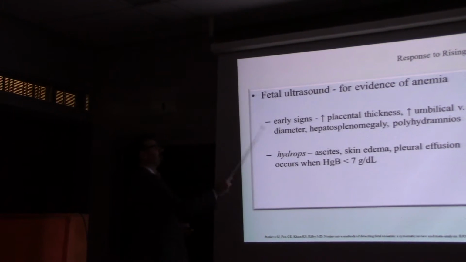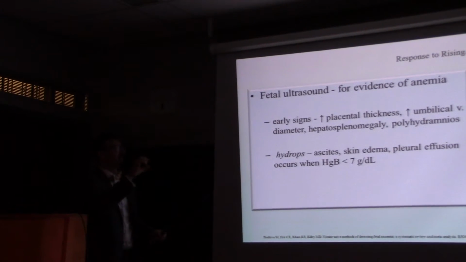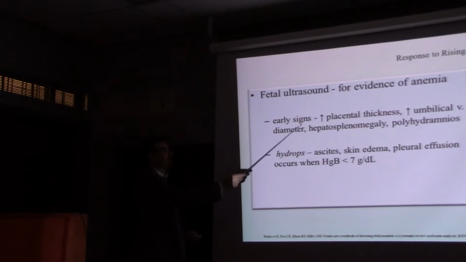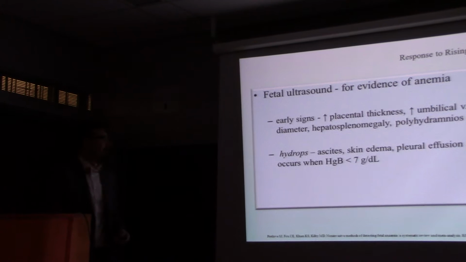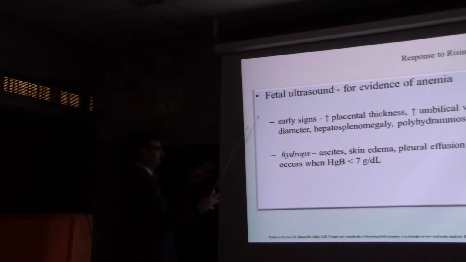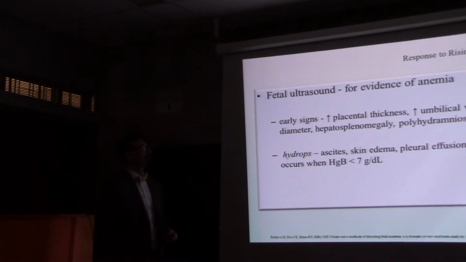Ultrasound can give you some information about the placenta. So you're looking at thickness of the placenta, thickness of the umbilical vein. You can also, if the baby is very swollen, look for hydrops as well.